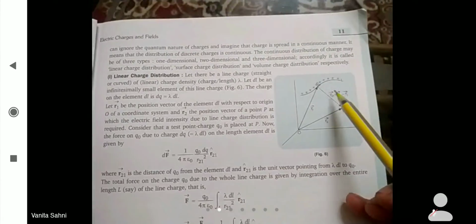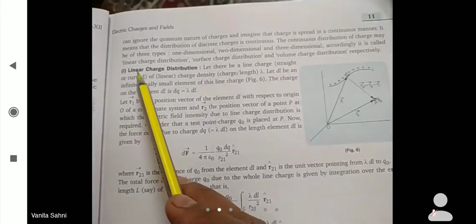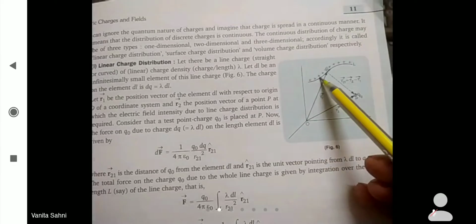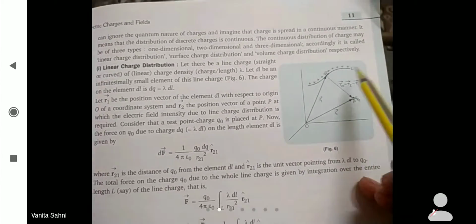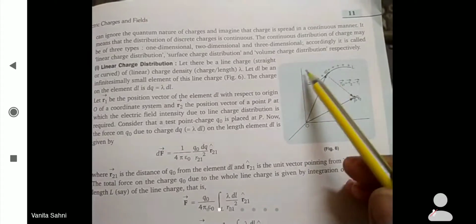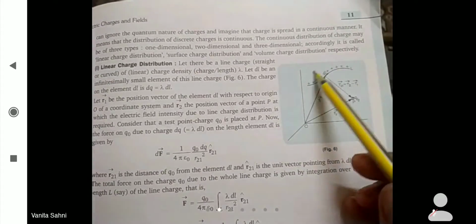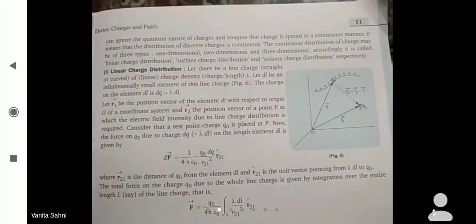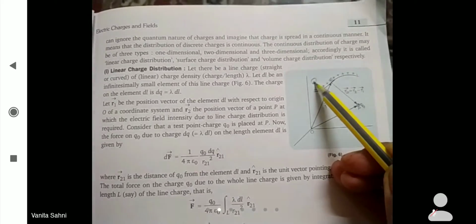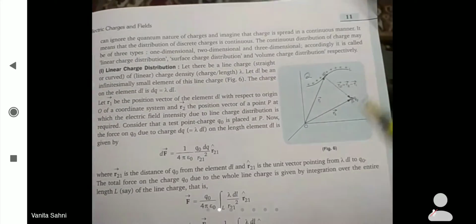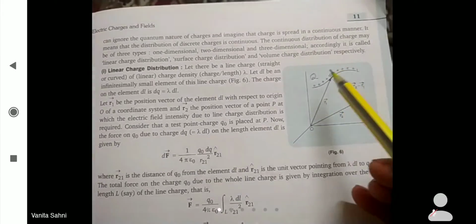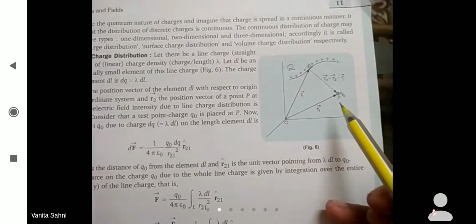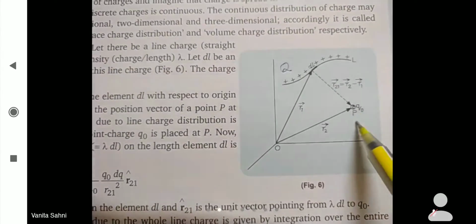Suppose that your charge distribution is not a point charge, rather it is a linear charge distribution. Linear charge distribution is simply like a wire. And what we know about this distribution is the total charge on this line or wire. Let us say that the total charge is Q. If Q is the total charge on this wire, then how do we find the electric field or the force due to this wire on a point P? And let us suppose that at this point P we have kept a test charge Q naught.